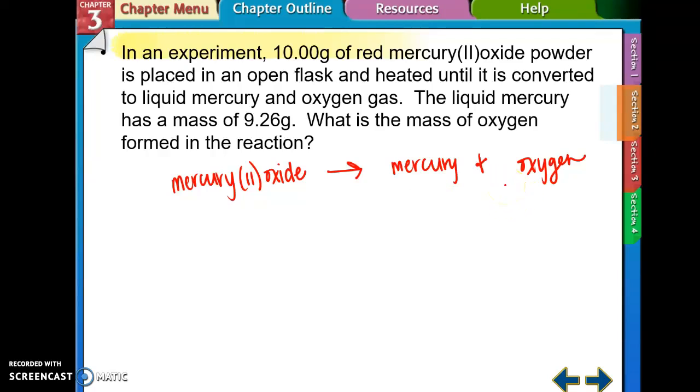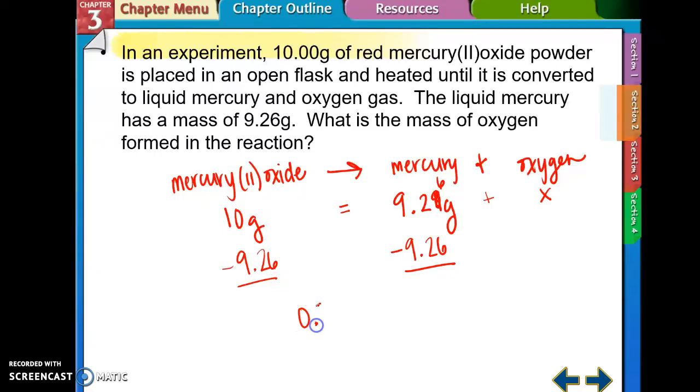So I go back and I look at the math. I've got 10 grams of red mercury(II) oxide. I've got 9.26 grams of liquid mercury, and I'm looking for oxygen, so that's X. The arrow becomes an equal sign, the "and" becomes a plus sign, and I'm solving for X. So I subtract 9.26, that should be a 6. And I believe I'm going to get 0.74 grams of oxygen.